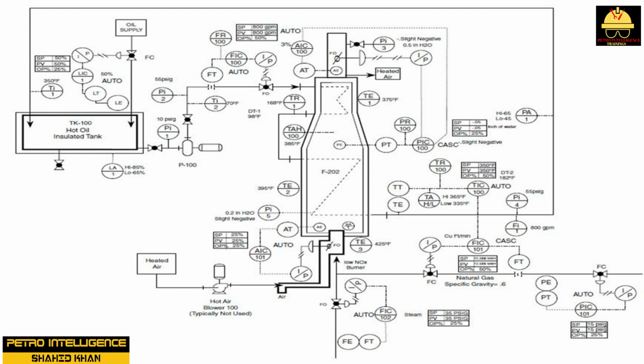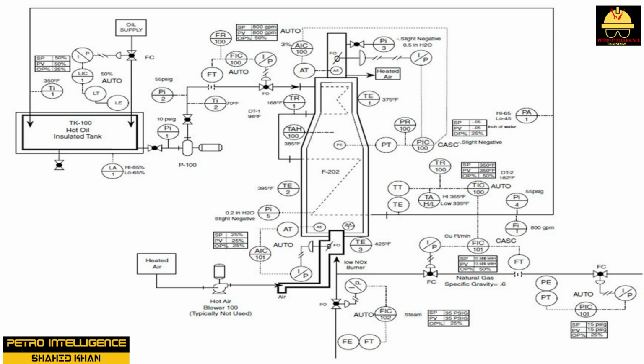4. Open PCV 100 to 100%. 5. Purge furnace for 15 minutes with steam. 6. Line up P100 to F2O2 and into TK100. 7. Set FIC 100 to 200 GPM. 8. Start P100. 9. Monitor process pressures. 10. Increase FIC 100 to 400 GPM. 11. Monitor process pressures and level in TK100.